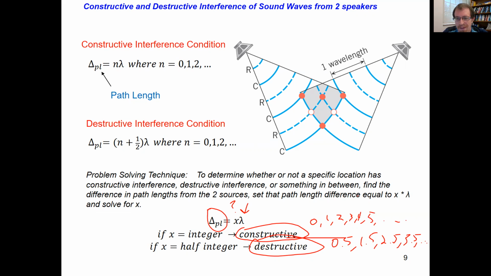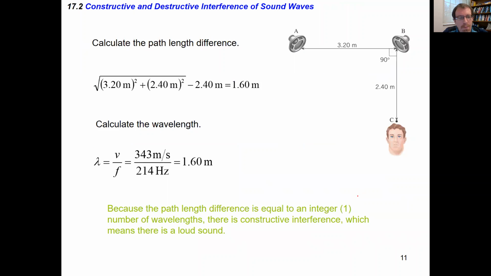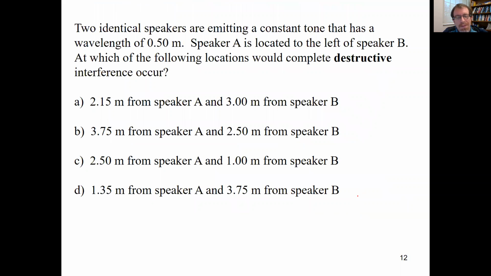All right, so let's try and do an example problem again. We did this one already in the last video, but this one that I've got here is actually one for you to attempt first. It says that we have two identical speakers. They're emitting a constant tone that has a wavelength of 0.5 meters.